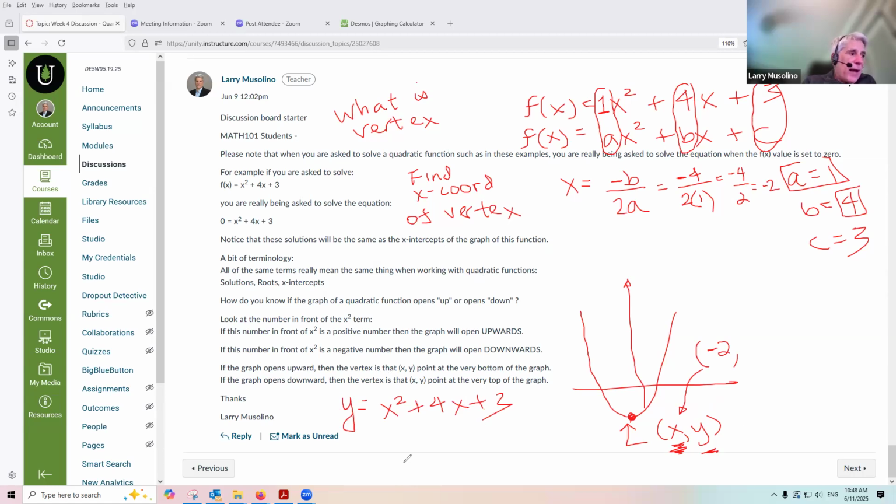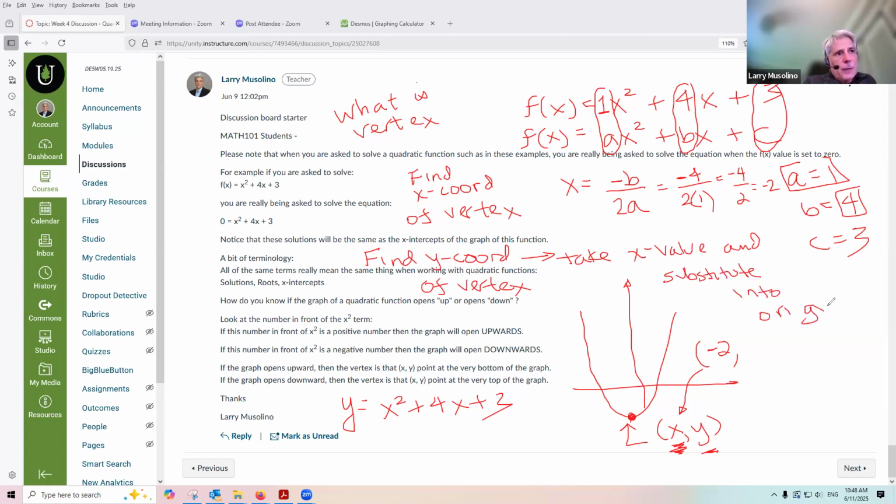Anytime I know an x value, I can plug it into this function and get the corresponding y value. So I'm going to do it. To find the y-coordinate of the vertex, all you have to do is take the x value and substitute it into the original function.